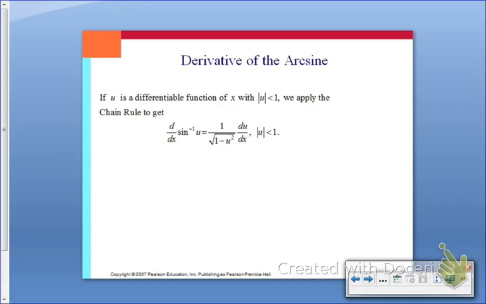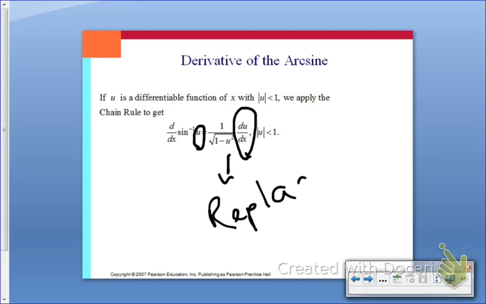But notice what you see next to it is the du dx. So we have the du dx and the u. We're going to take and replace the u, and we're going to find the derivative of u, just like a chain rule problem.